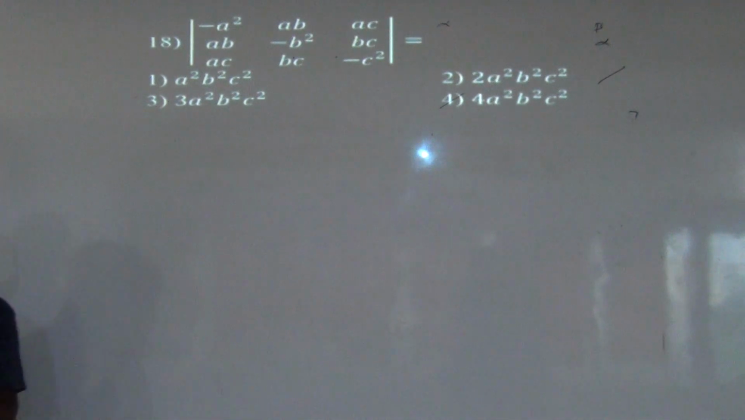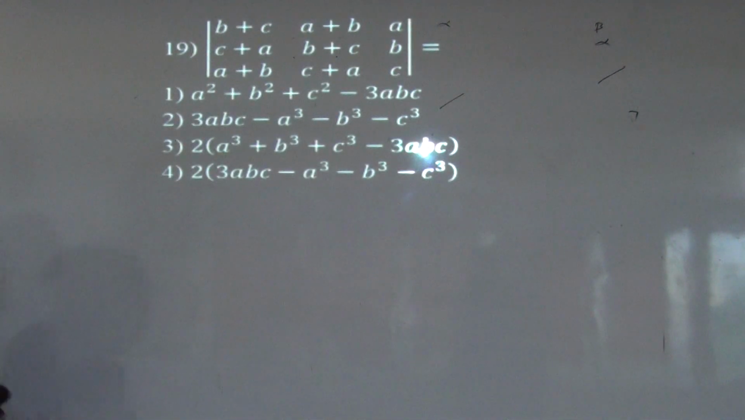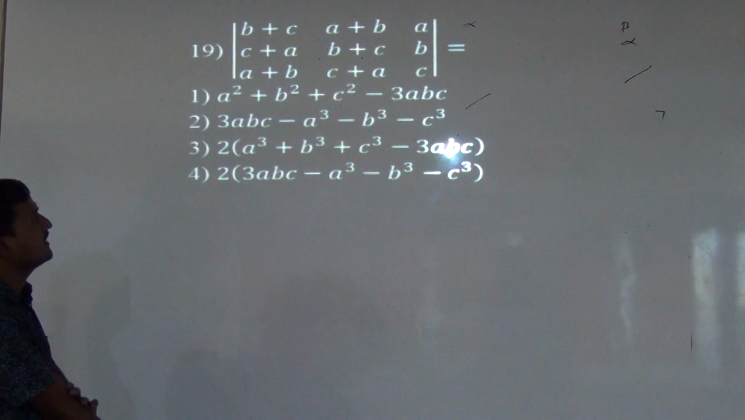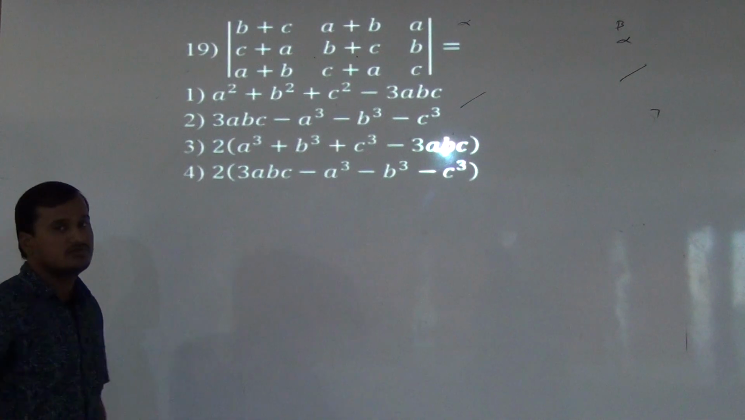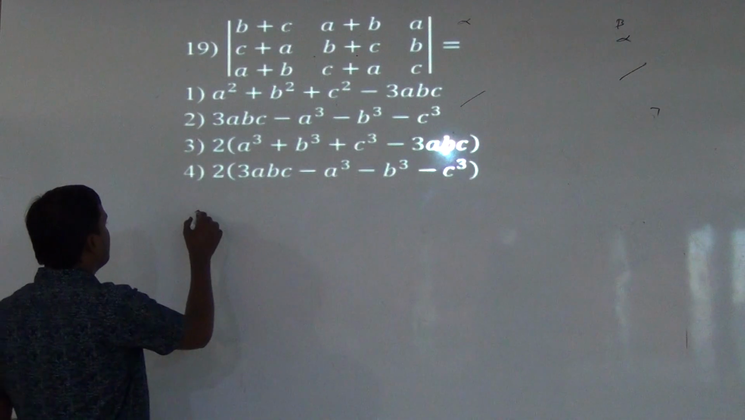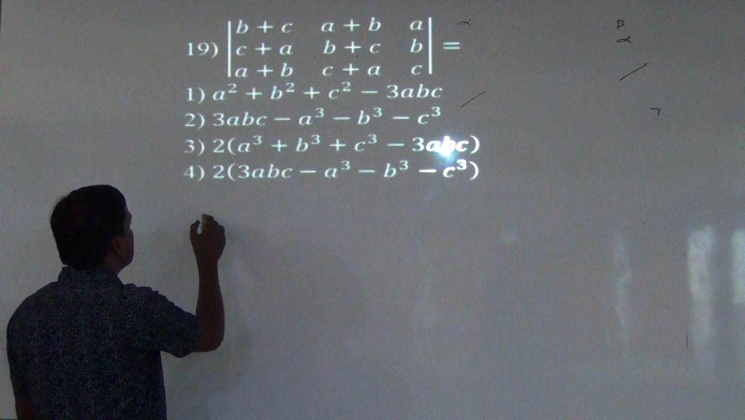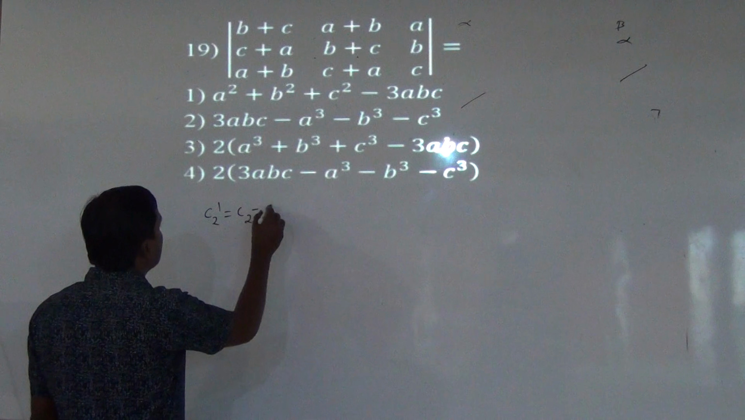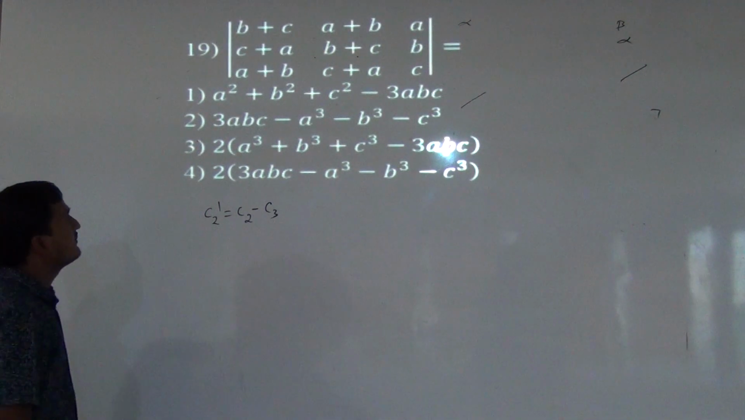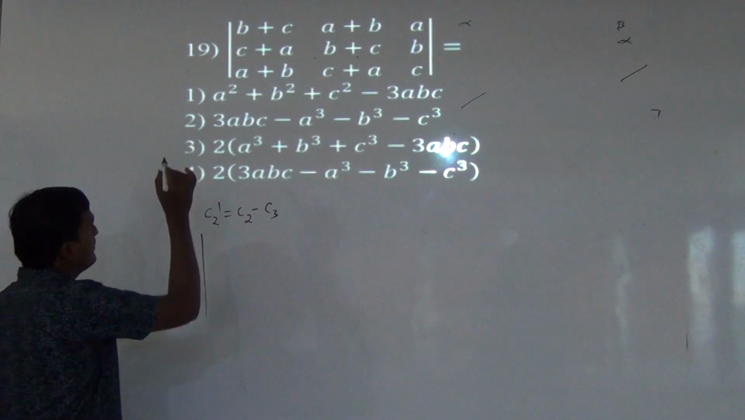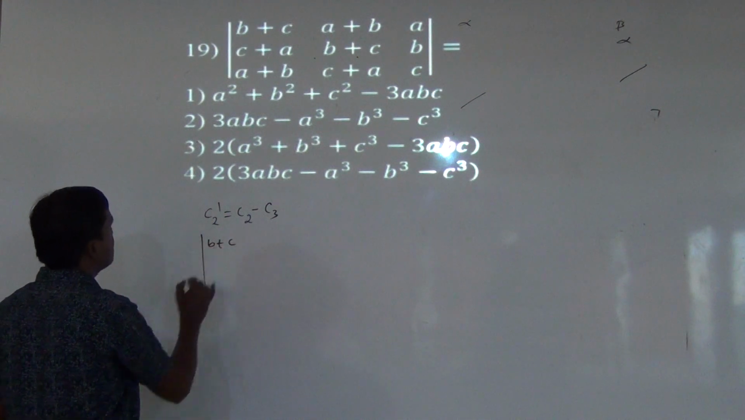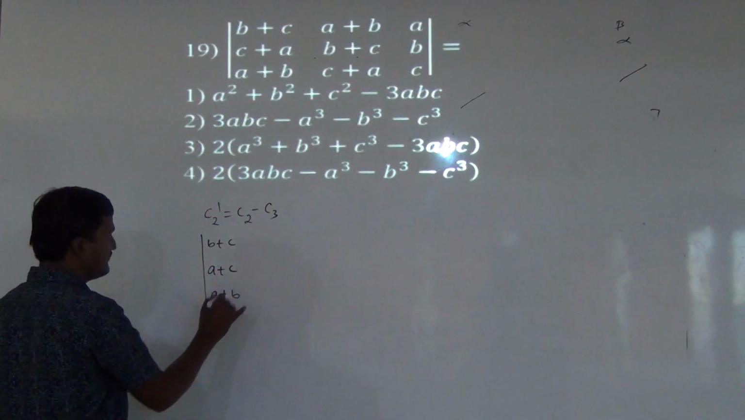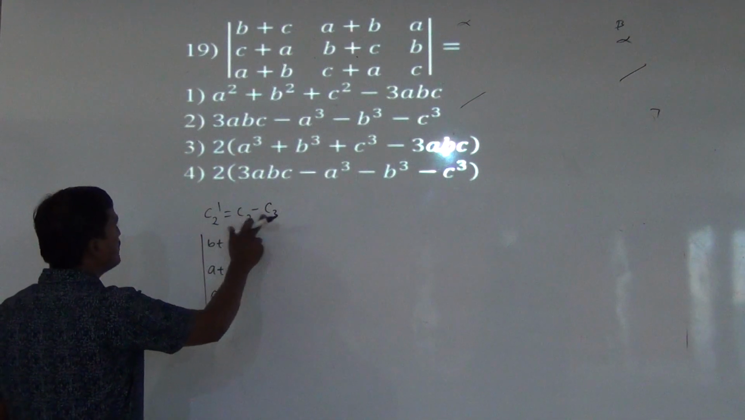Okay, next question is this one, right? So here what is the value of this determinant? To find the value of this determinant, again here I am applying the operations. I will apply the operation C2 dash equal to C2 minus C3, right? For this I should write first column as it is, b plus c, a plus c, a plus b. Is it right? C2 dash equal to C2 minus C3.